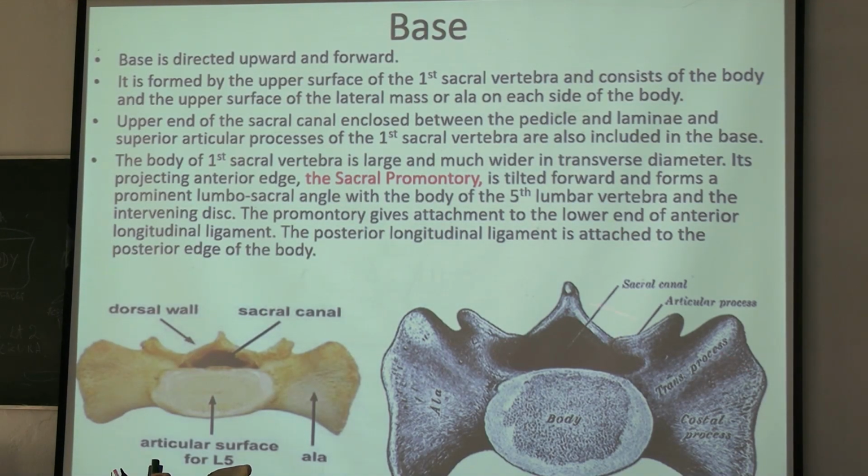This part you see from above, this is the base of the sacrum. The base is directed upward and forward, and it is formed by the upper surface of the first sacral vertebra, and consists of the body and the upper surface of the lateral mass or ala on each side of the body. These, this butterfly wing like structure, is the ala of the sacrum. The anterior 2/3 is formed by costal elements, and the posterior 1/3 is formed by the transverse element.